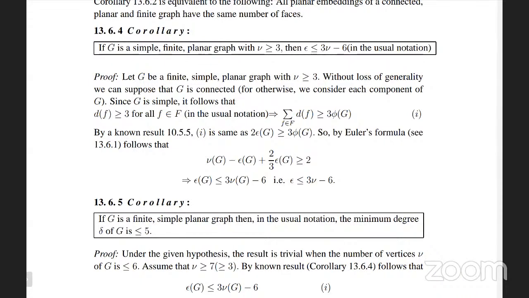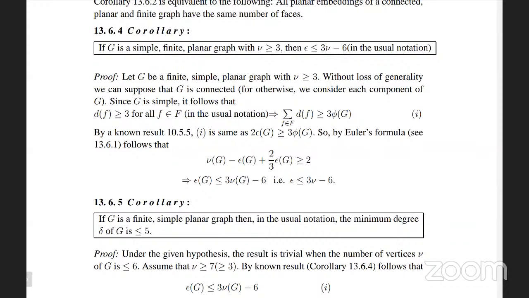G is connected and simple, so the degree of each face F is greater than or equal to 3, because the vertices are greater than or equal to 3. Altogether, F belongs to capital F. In the usual notations, the summation over F belonging to capital F of the degree of F is greater than or equal to 3 times the number of faces of G. By the known result, 2 epsilon G is greater than or equal to 3 times the faces of G.